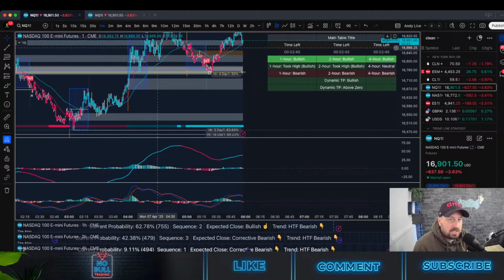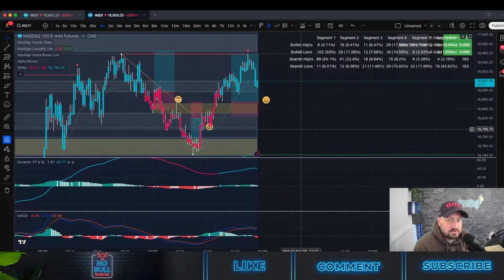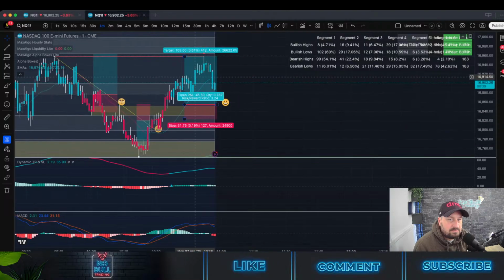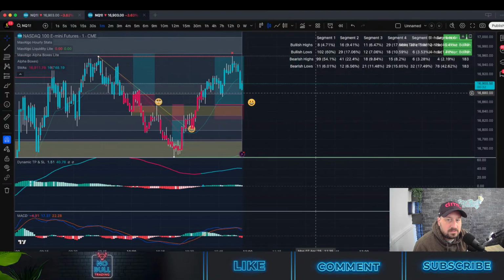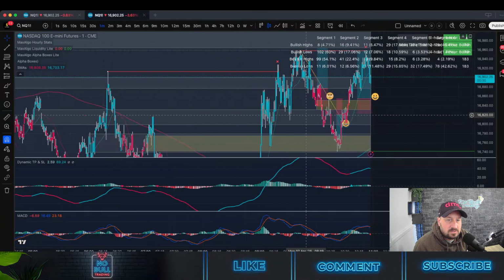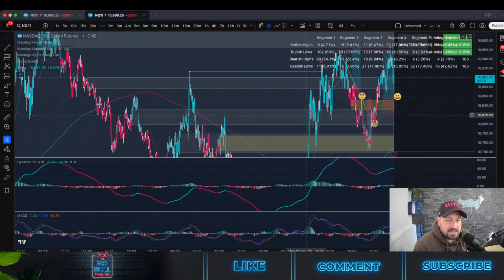On the light version, you've just got the levels, right? So we've come up, taken liquidity, tapped back again into that area where we've been. Other alpha box, previous hour.